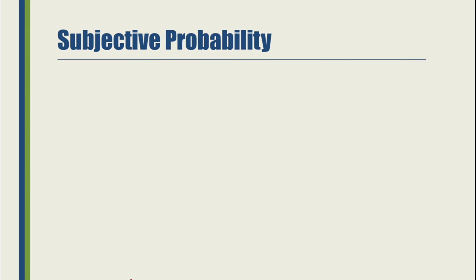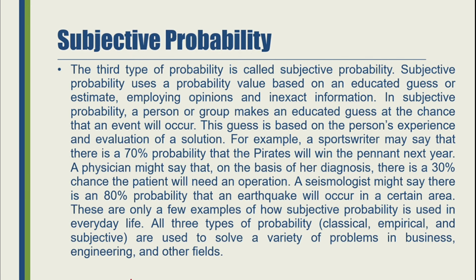So next we have subjective probability. The third type of probability is called subjective probability. Subjective probability uses a probability value based on an educated guess or estimate, employing opinions and inexact information. In subjective probability, a person or group makes an educated guess at the chance that an event will occur. This guess is based on the person's experience and evaluation of the situation.